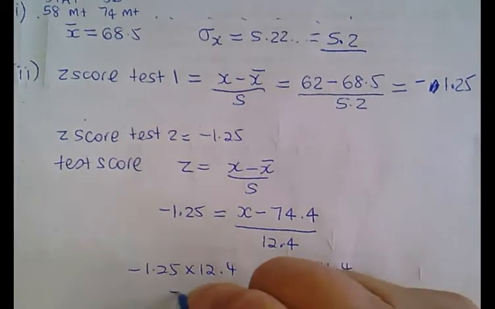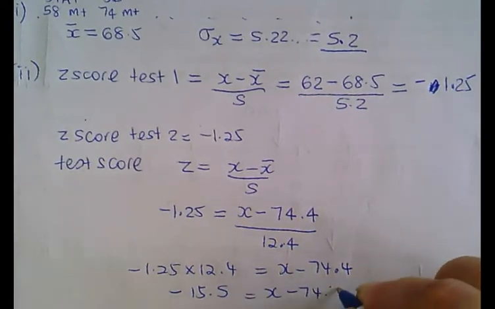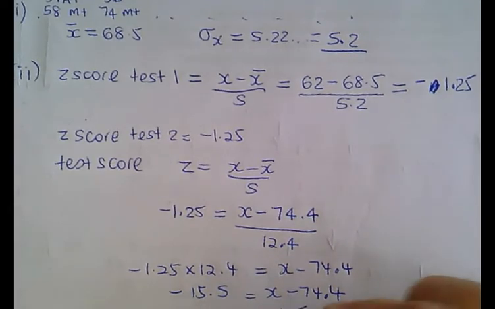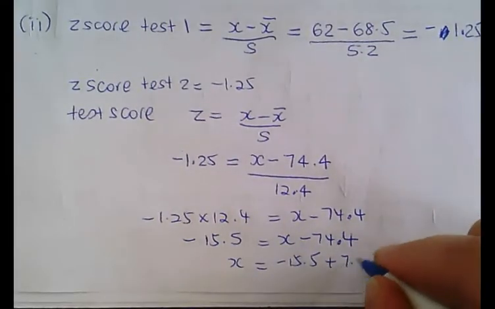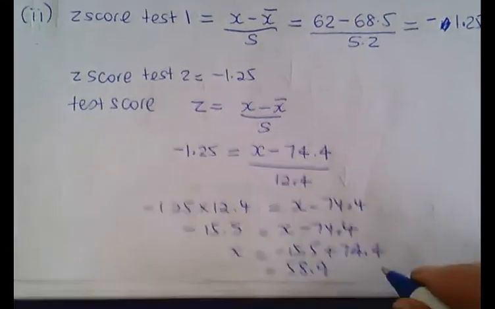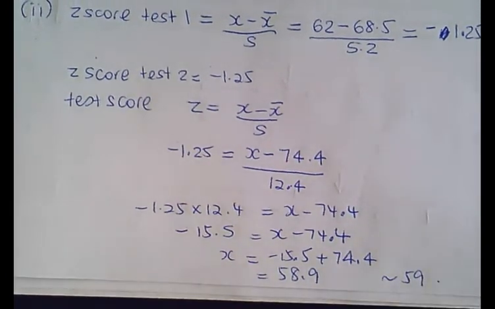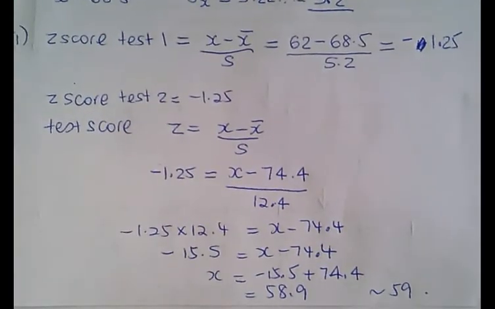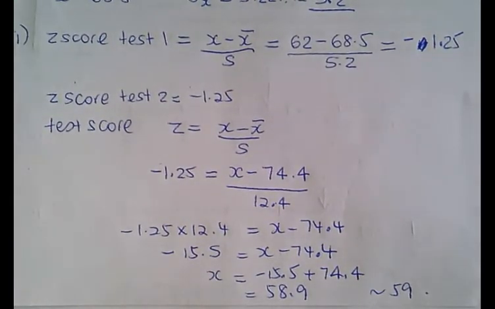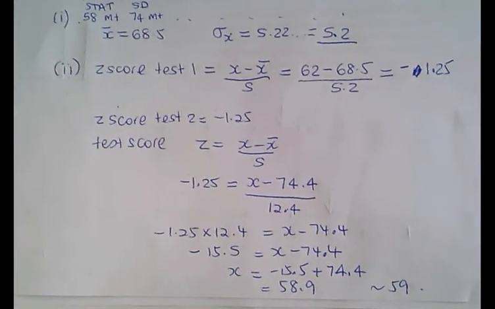Negative 15.5 equals X minus 74.4. So how do we work out X? We add. So we go negative 15.5 plus 74.4. So she needs to get a mark of approximately 59. So she needs to get a mark of 59 in that second test to maintain that performance. So a mark of 59 should be negative 1.25 as well. Okay? Good question.